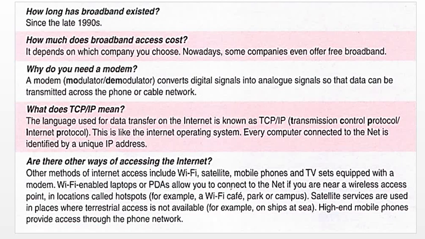Are there other ways of accessing the internet? Other methods of internet access include Wi-Fi, satellite, mobile phone, and TV satellite equipped with a modem. Wi-Fi enabled laptops or PDAs allow you to connect to the net if you are near a wireless access point, in locations called hotspots, for example, a Wi-Fi cafe, park, or campus.